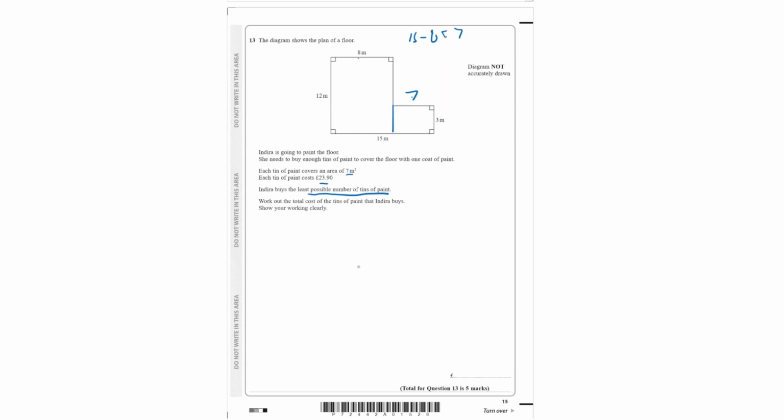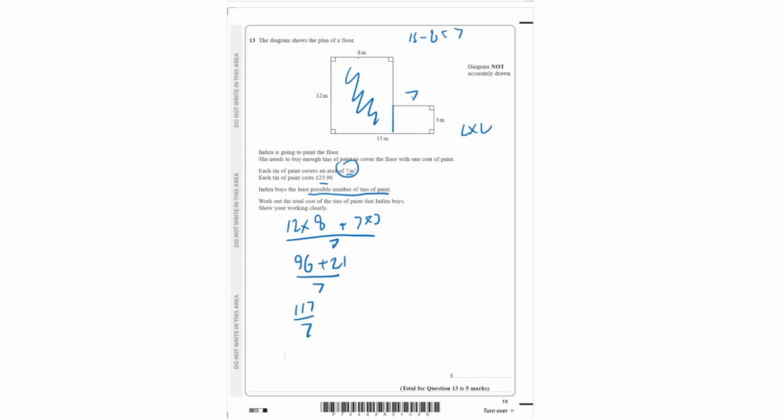Now, to find the area of a rectangle is simply length times width. So for this area, it's simply 12 times 8 plus 7 times 3, which is then divided by 7, since one tin of paint covers an area of 7 meters squared. Now I can see here 12 times 8 is 96, plus 7 times 3 is 21, divided by 7. 96 plus 21 is 117, divided by 7.